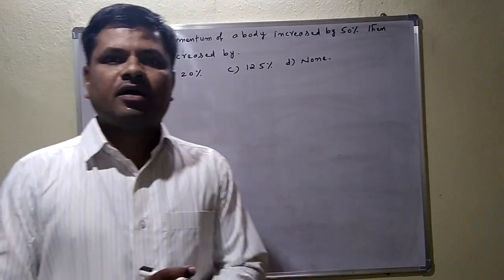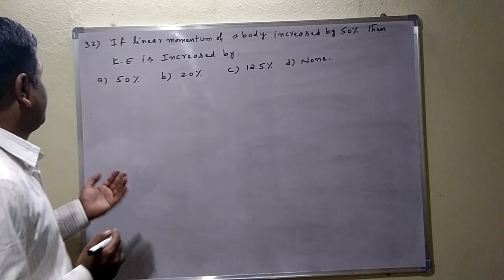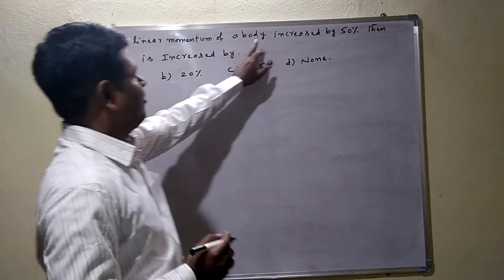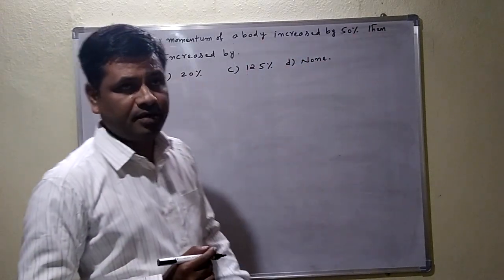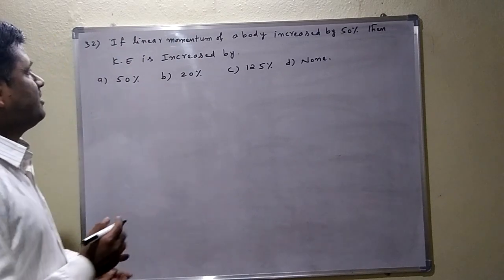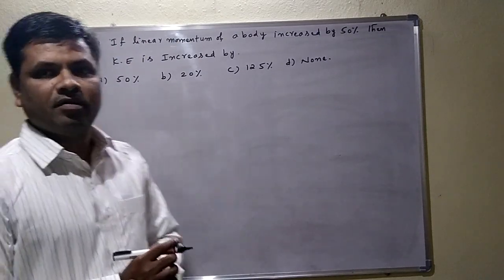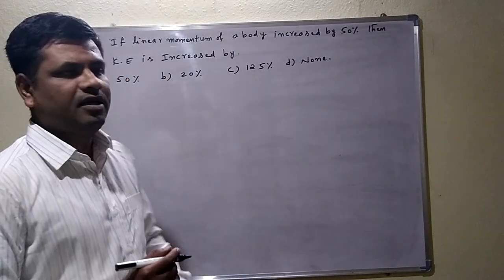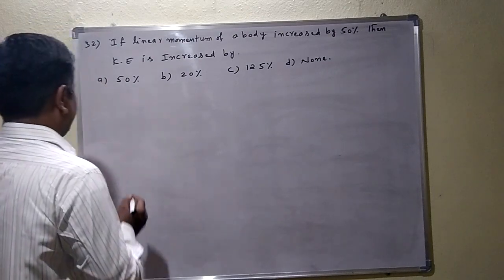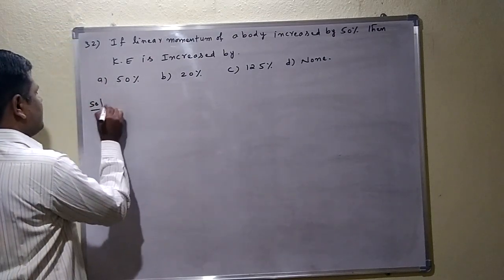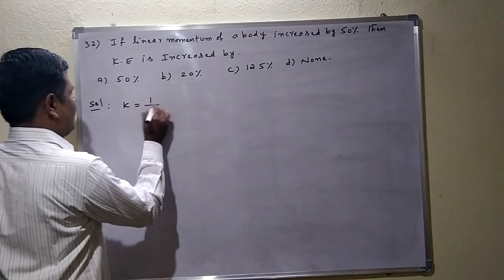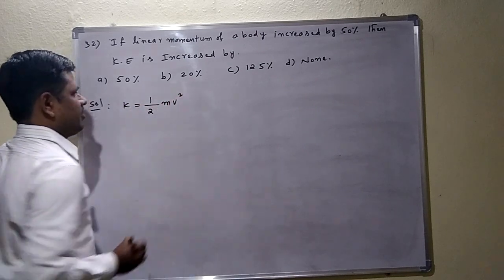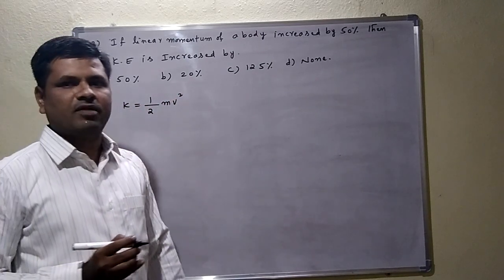Right. Next, see question number 32. If the linear momentum of a body is increased by 15%, then the kinetic energy is increased by. Right. First of all, we find the relation between kinetic energy and momentum. The general formula of kinetic energy is half mv square. Okay, we know this formula.